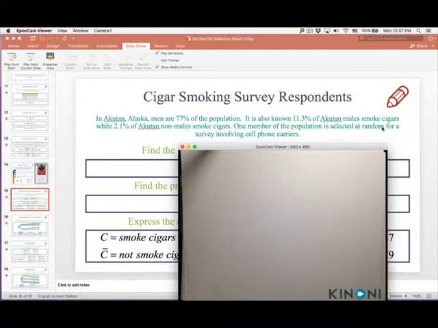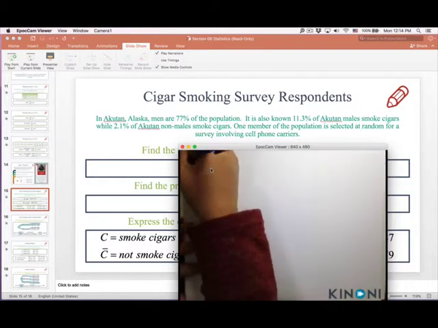Okay, let's try this example. The cigarette smoking survey respondents. In Akutan, Alaska, men are 77% of the population. It is also known 11.3% of Akutan males smoke cigarettes, while 2.1% of Akutan non-males smoke cigarettes. One member of the population is selected at random for a survey involving cell phone carriers. Before we work on these questions, let's write down the information given.